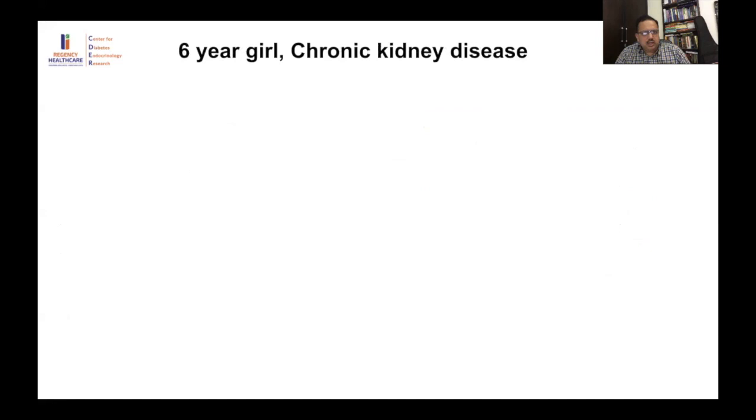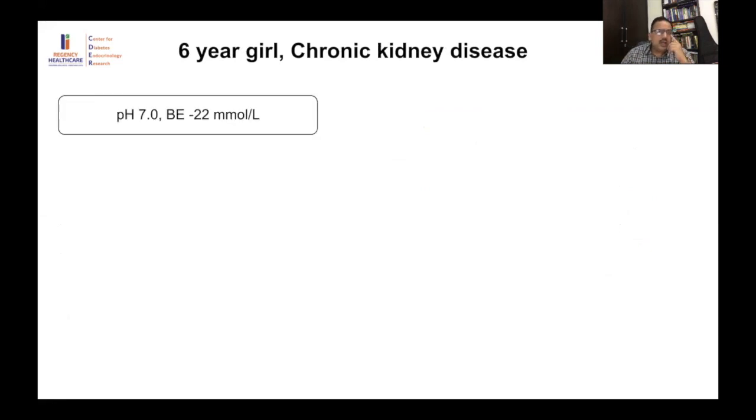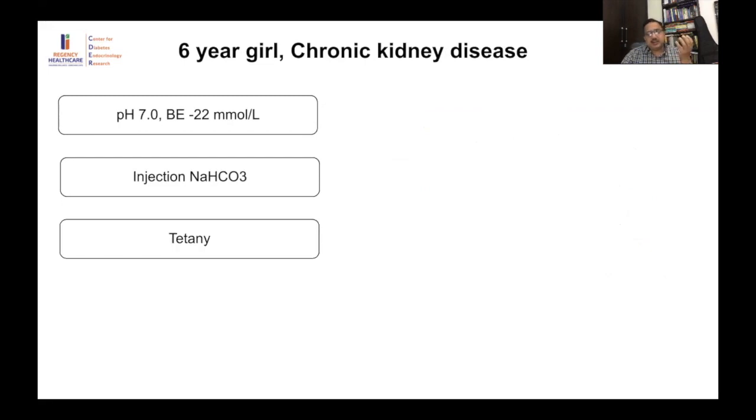Now, this is a 6-year-old girl with chronic kidney disease. And what we see is that she had metabolic acidosis and was given injection bicarbonate. And all of a sudden, she had a tetany. So what do you think would have gone wrong in this setting, and what could explain this sudden development of tetany in this situation?